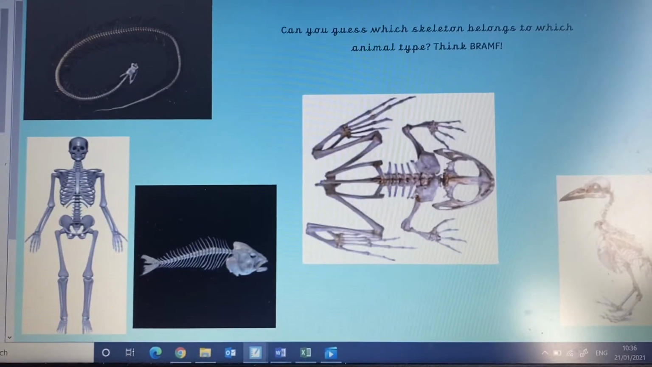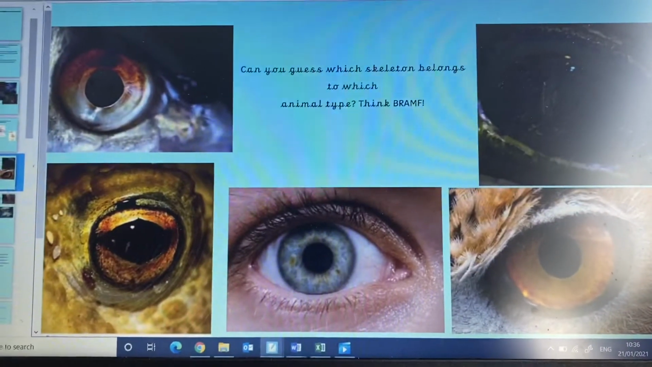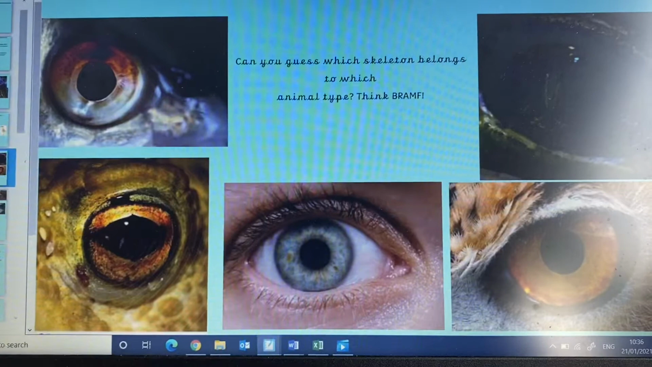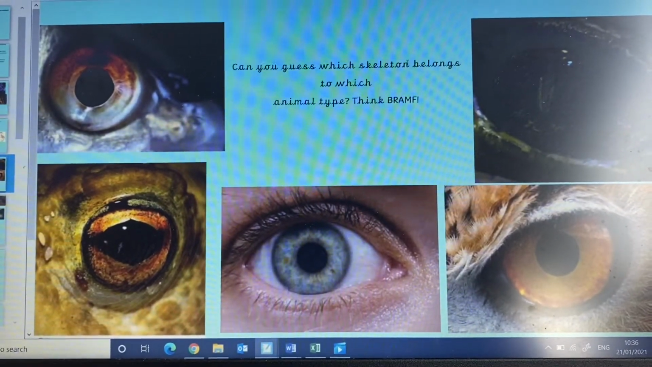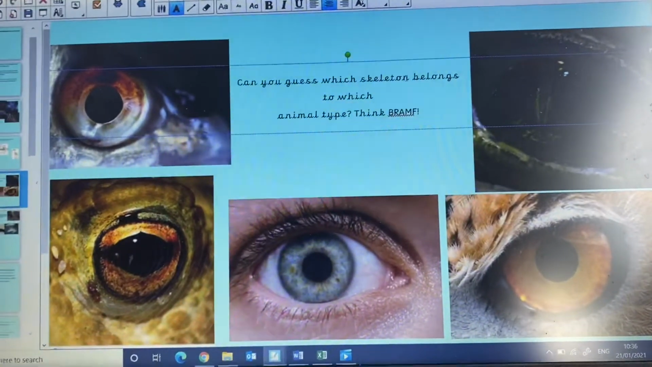Okay, the next one we're going to have a look at. Woo! Oh, I didn't edit that bit. Let me just change this quickly. These aren't skeletons, are they?